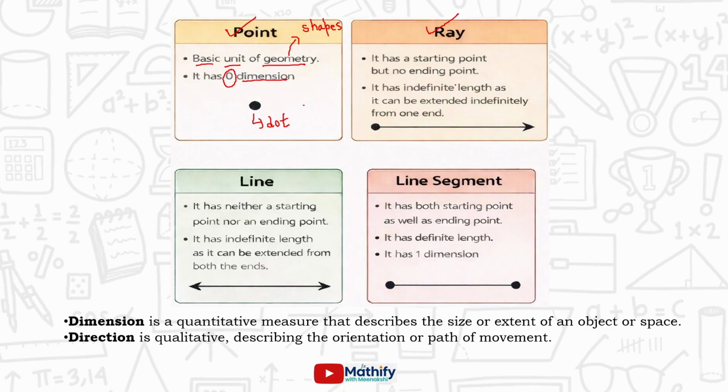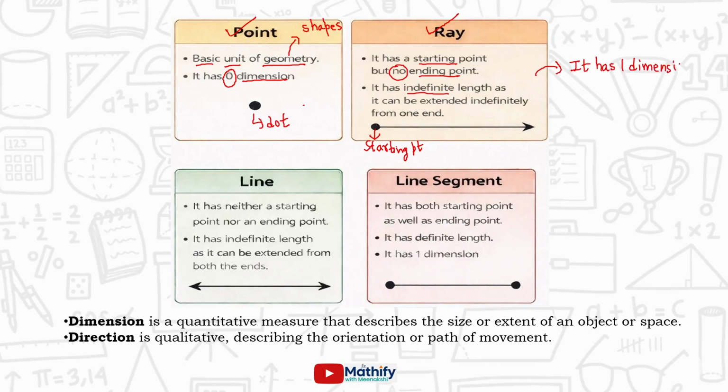Now let's move to second, that's ray. A ray starts from one point but keeps going endlessly in one direction. That means we can say it has a starting point but no ending point. And it has indefinite length as it can be extended indefinitely from one end. Here we have a starting point, but for the ending point we have an arrow. That means it's going on. Now, one more thing you should know about a ray, that it has one dimension.